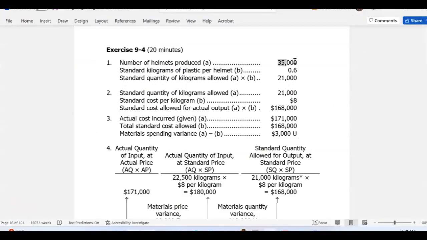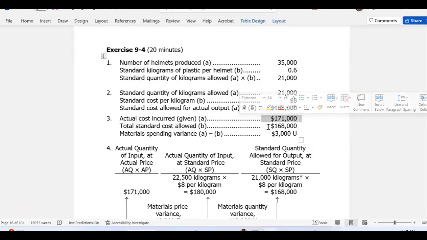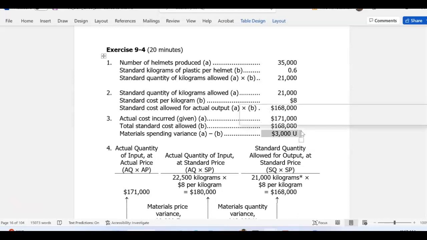So number of helmets produced is 35,000. 0.6 kilogram of plastic. That means we have to use 21,000 kilograms of plastic. That's what standard usage should be. And the cost for 21,000 kilograms times $8 standard cost, the cost has to be 168,000. However, the actual cost was 171. We know the standard is 168. And that gives us $3,000 unfavorable material spending variance, right?